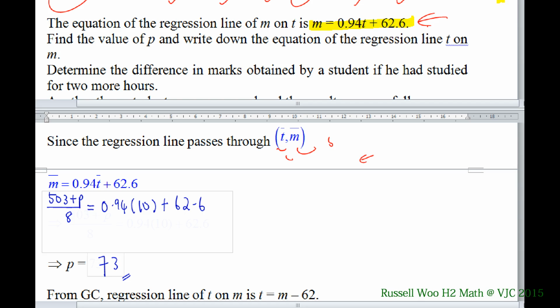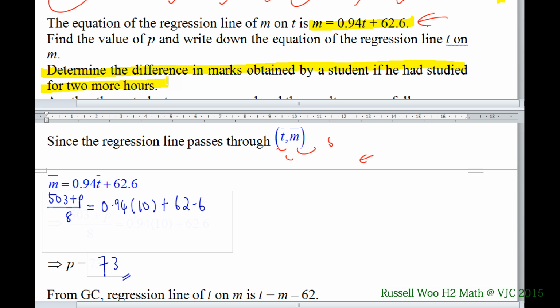Find the difference in mark. I'm talking about this part, okay? Which regression line should we use for this part? The thing here is they didn't ask you what is the mark of the student if the student studied for 2 hours. Actually, it's 2 more hours.